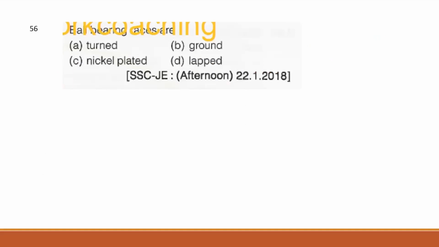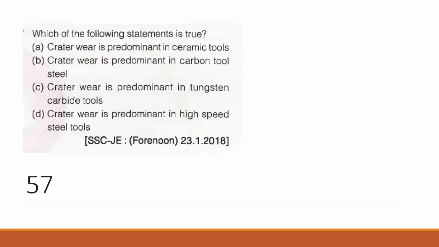Now question number 56. Ball bearings are produced by using. So ball bearings are basically nickel plated, right? Option is C. Now the next question, 57.